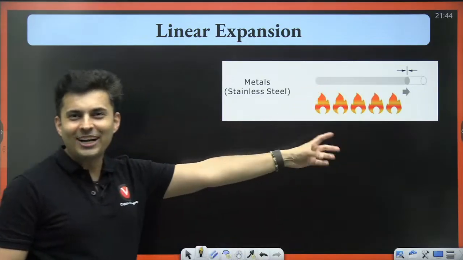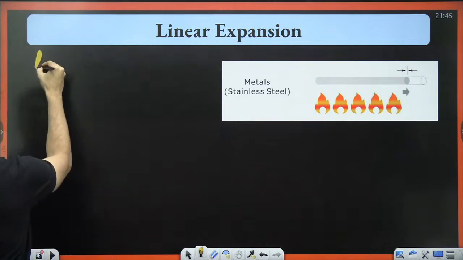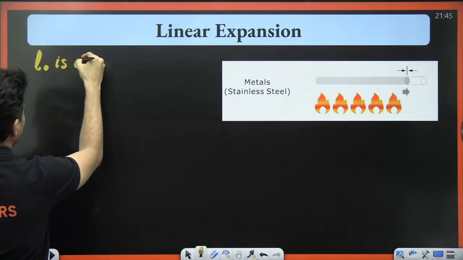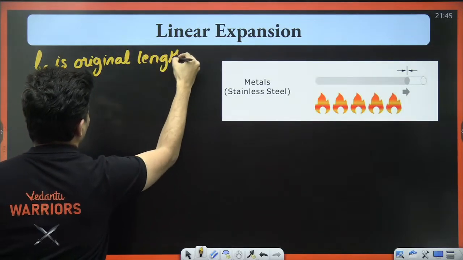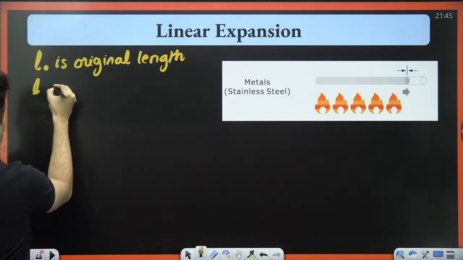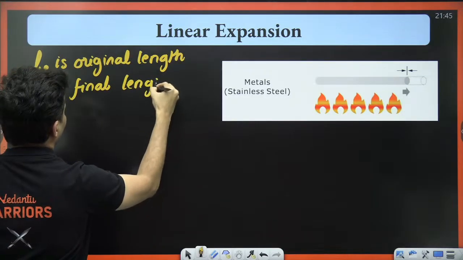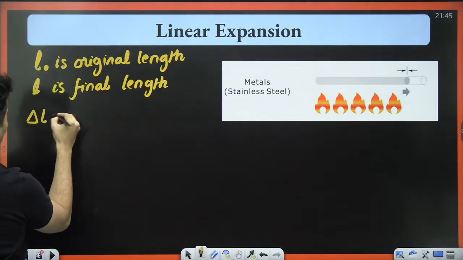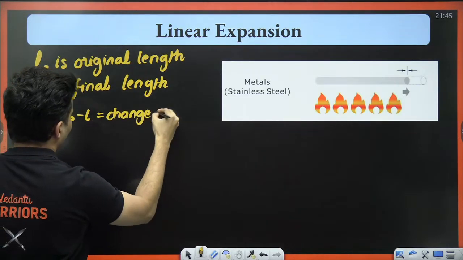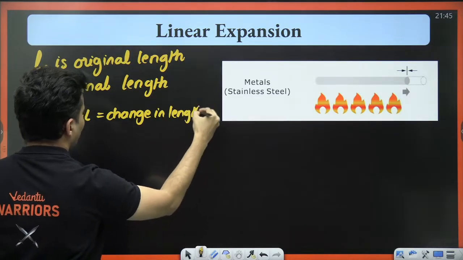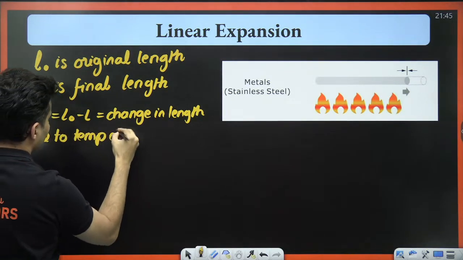Look at this. There is a nice rod. I'm heating it. It will expand. So let's say L0 is the original length, and L is the final length. And delta L, which is L minus L0, is the change in the length due to a temperature change.